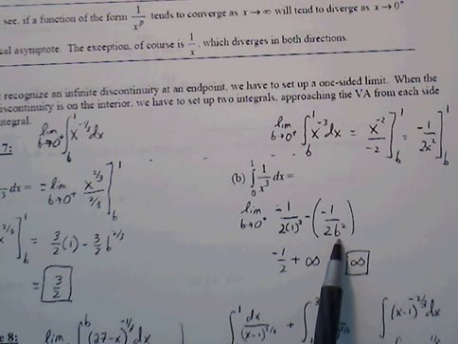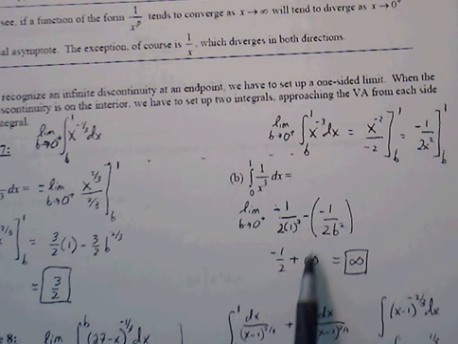Since the b value is getting smaller and smaller, that will cause this fraction to get larger and larger to infinity, and then we have the convergent plus the divergent, which will leave us with still divergent.